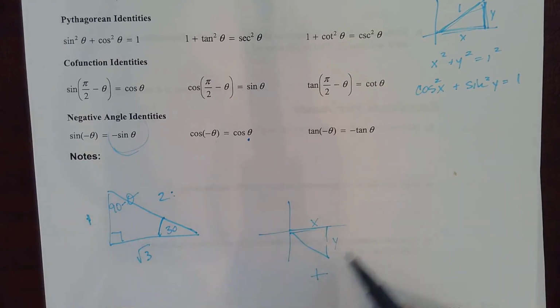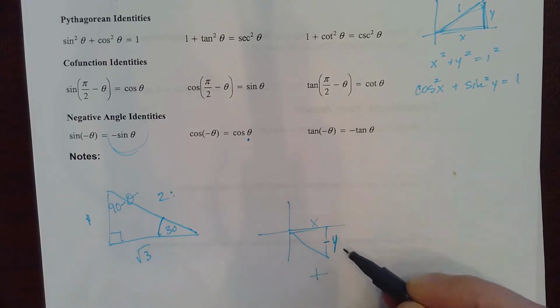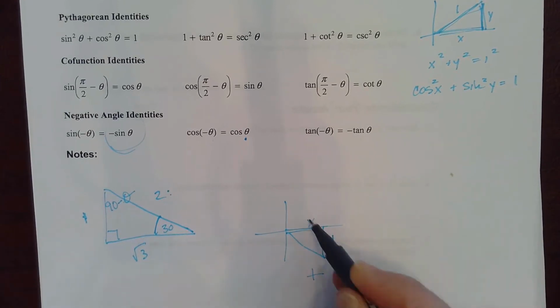And the tangent of a negative angle is going to equal a negative tangent, and that's because your y value is negative. And remember, tangent is y over x. So negative divided by positive would result in a negative.